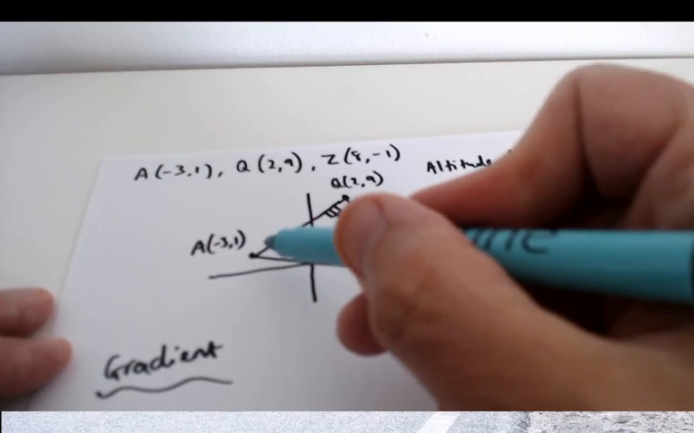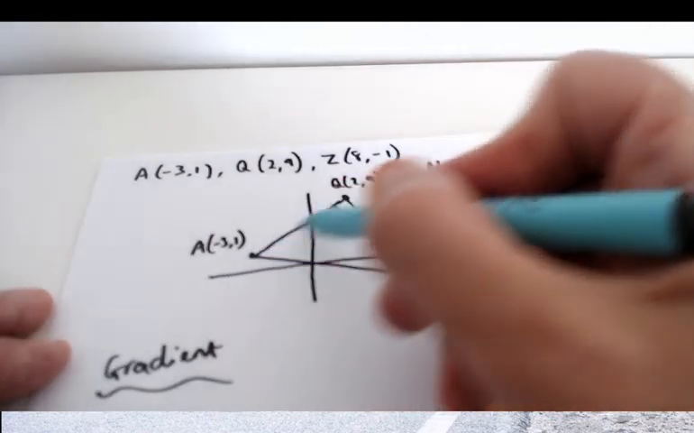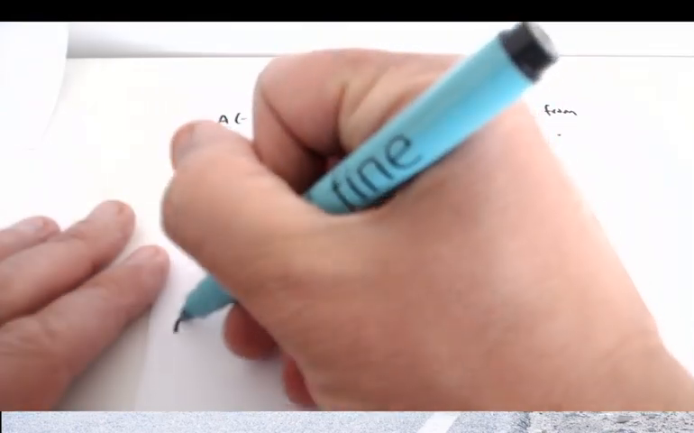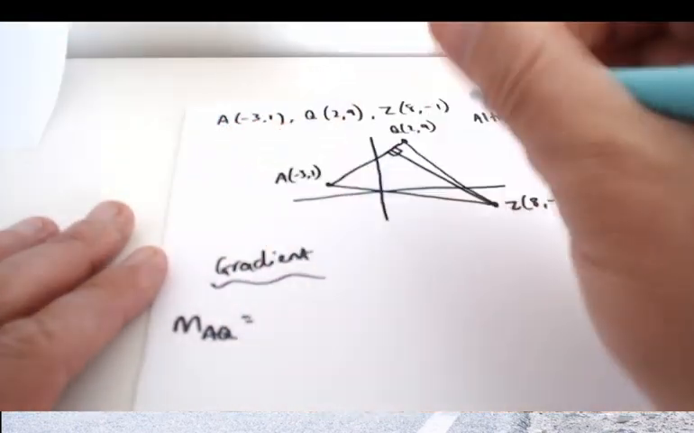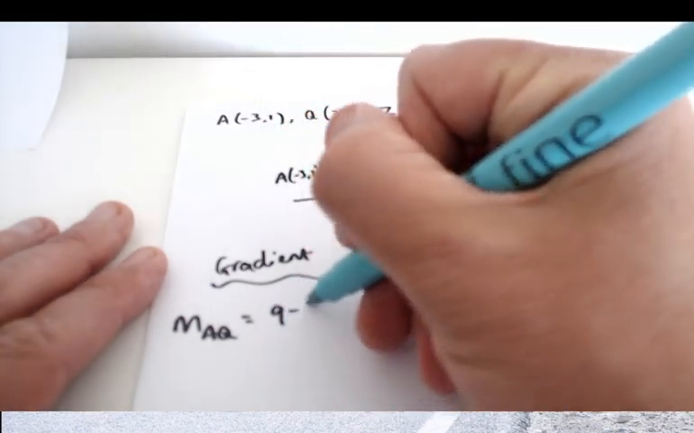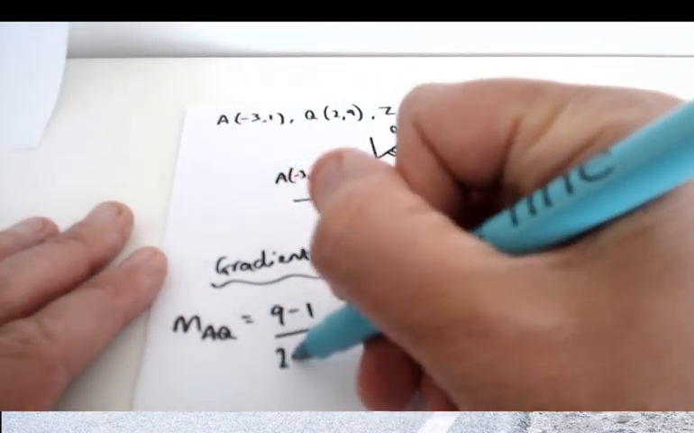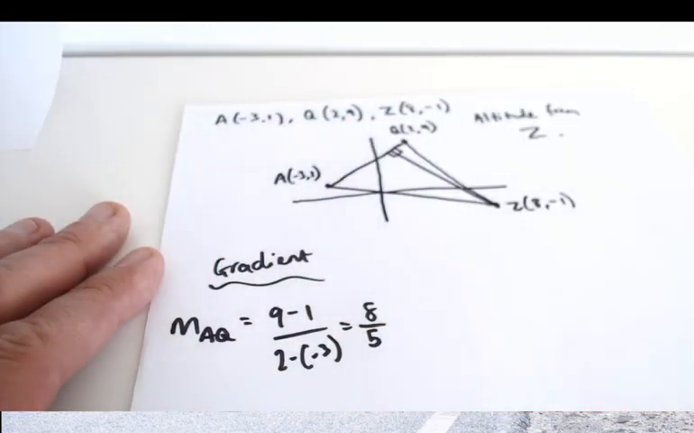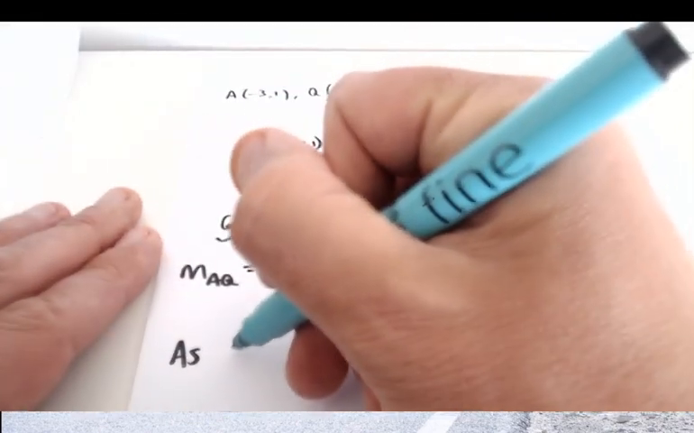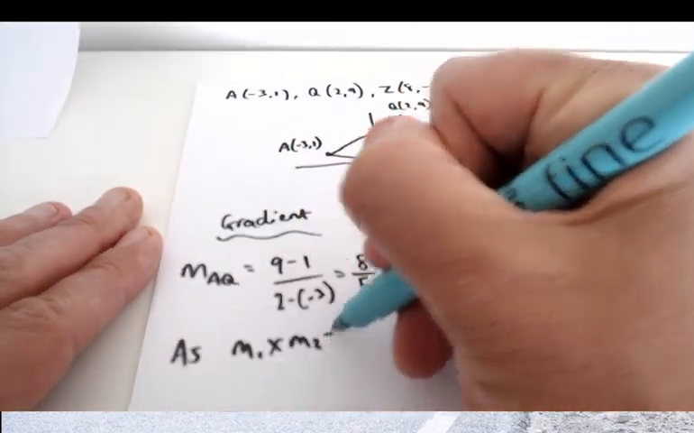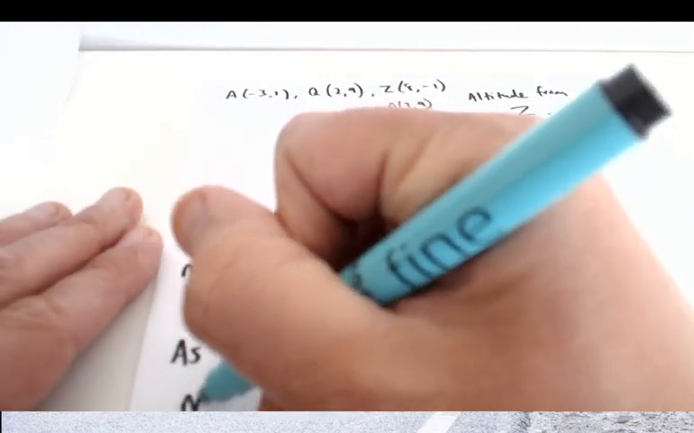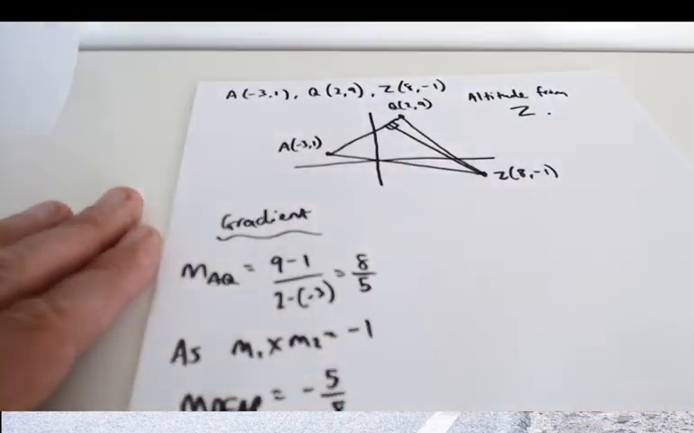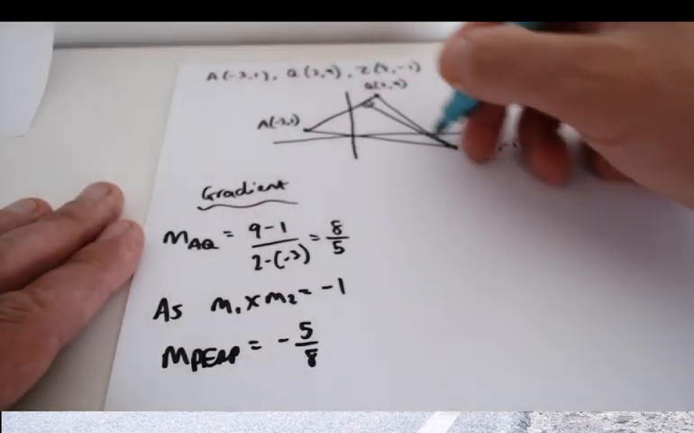Remember, to get the gradient, I need the gradient of this line that's opposite it, and then I'm going to do perpendicular gradients. So I want the gradient of the line AQ, which is going to be 9 take away 1 over 2 take away minus 3. That's going to give me 8 over 5. And then my little statement, just to show that I know I'm talking about perpendicular gradients. Upside down, change the symbol. The perpendicular gradient would be minus 5/8.